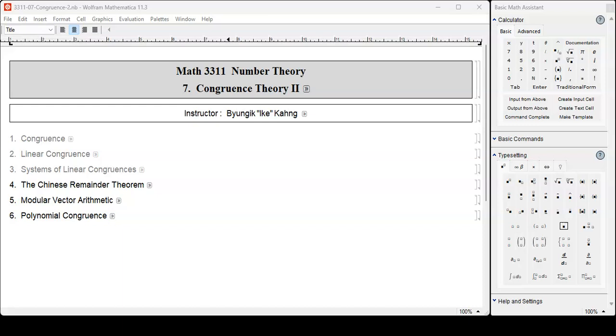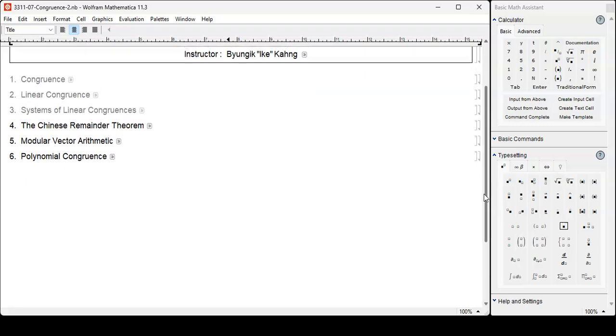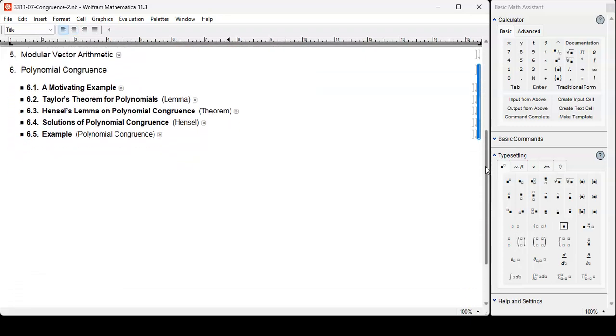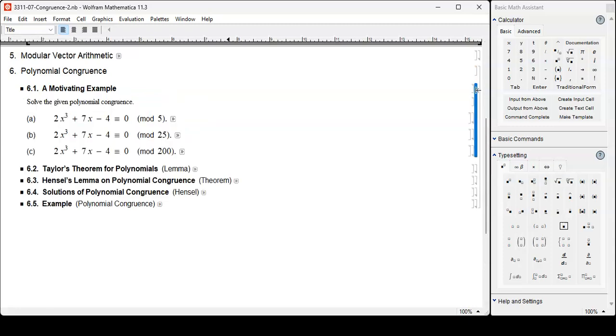Hello students, welcome back. Here comes another application of the Chinese remainder theorem, and that's chapter 6, Polynomial Congruence. In section 2, we studied linear congruence and systems of linear congruences in section 3. So quadratic or higher polynomial congruence is in order naturally, and that's what we're going to study in section 6.